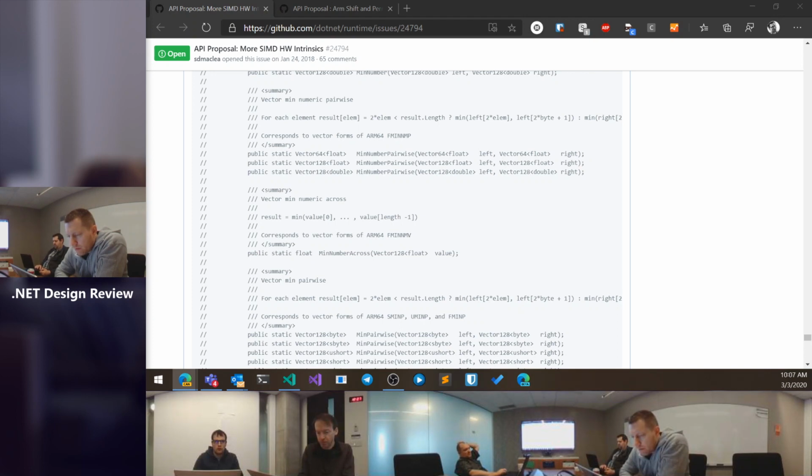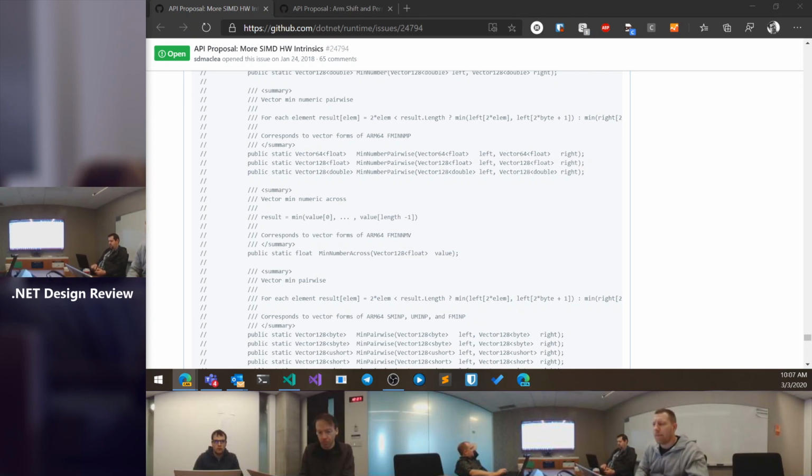Right, and so the first few here are just the same pattern. So min number pairwise, and min number across, and then min pairwise and min across are all equivalent to the max numbers that we've already reviewed and approved, just for min instead of max. And then use multiply add is similar to the use multiply. No, we've not reviewed use multiply add yet. That was one we needed to. And then multiply extend, we need to review the reciprocal estimates. I don't think any progress was made on those. We're going to move them to a separate issue, and then reverse element bits needs to be reviewed.